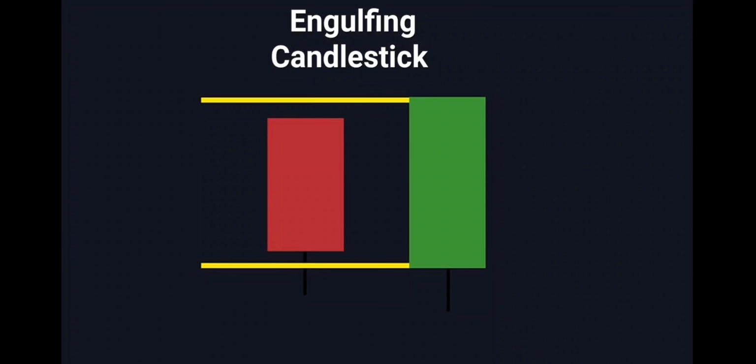Engulfing candlestick. What is an engulfing candlestick? It's pretty much an indication letting us know that a reversal is about to happen. A candlestick in the opposite color of the previous candlestick, and it engulfs it.